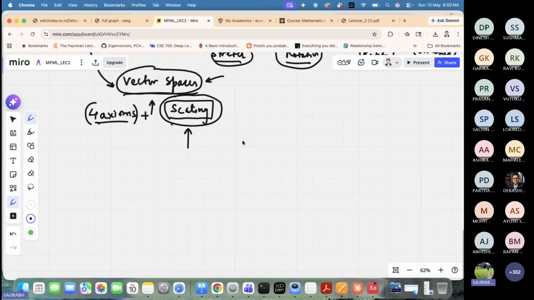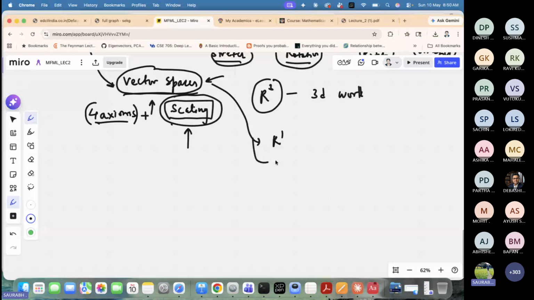Now the vector spaces can be a three-dimensional thing, like it can be an R3. When I write something like R3, understand that it's a three-dimensional world, a 3D world. The earth that we live in is a three-dimensional world, right? But vectors can reside in a one-dimensional world. They can reside in a two-dimensional world. They can reside in a three-dimensional world, or they can also reside in an n-dimensional world.